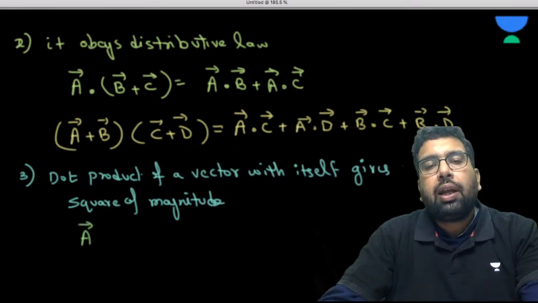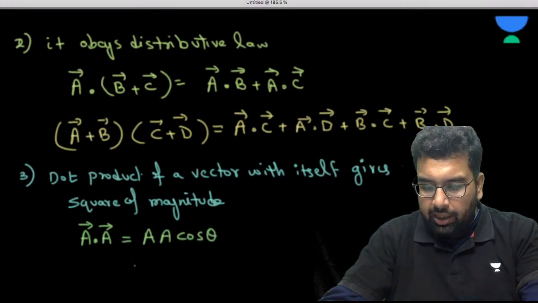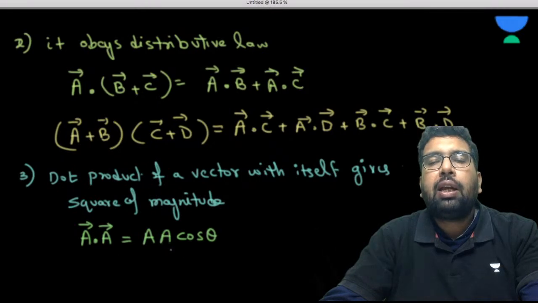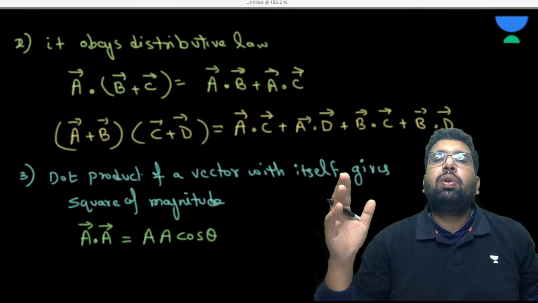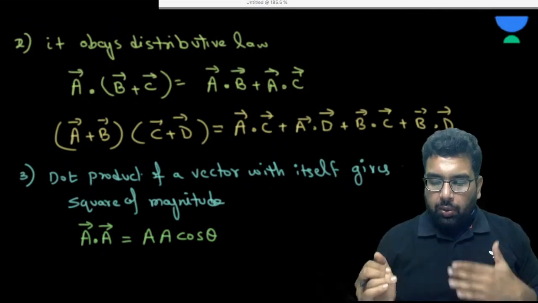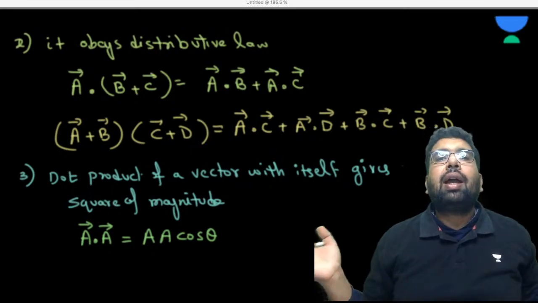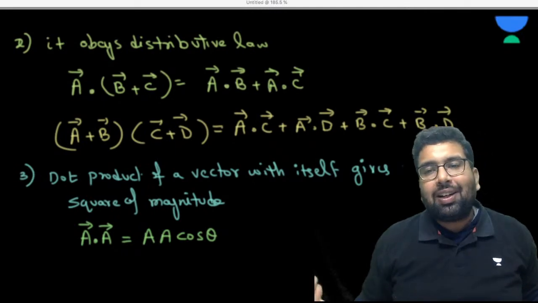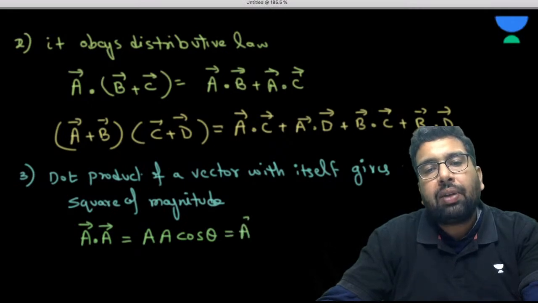If there is a vector A and I do the dot product of it with itself, that means A dot A. This is the magnitude of A, times the magnitude of A, times cos theta. Now two vectors are multiplied, a vector multiplied by itself. What is the angle between these two? Obviously it is 0. What is the angle a vector makes with itself? It is 0, and cos 0 is 1. So this will become A square.